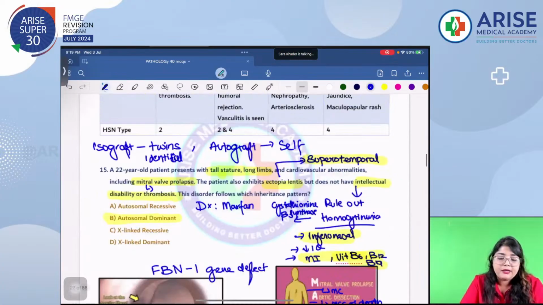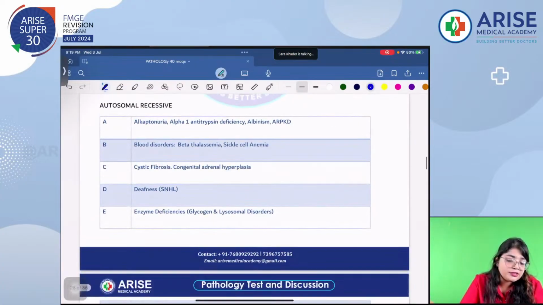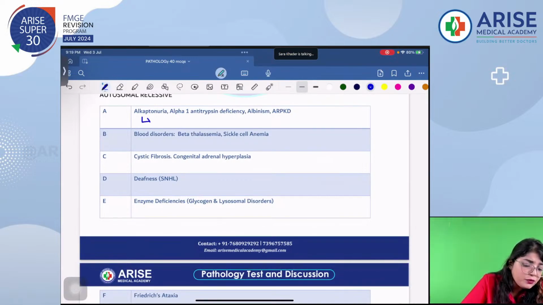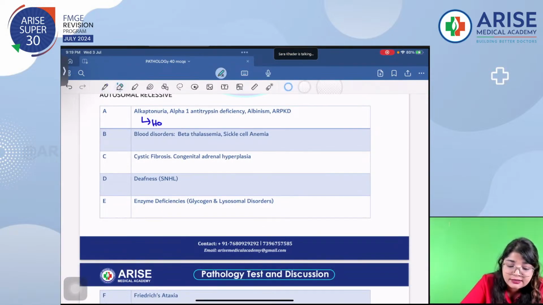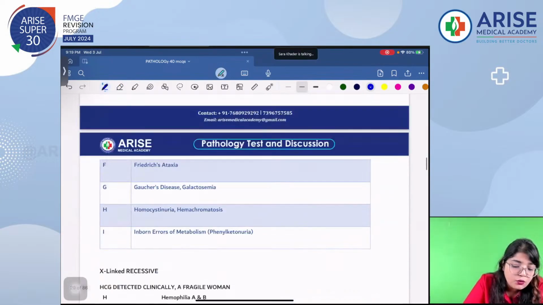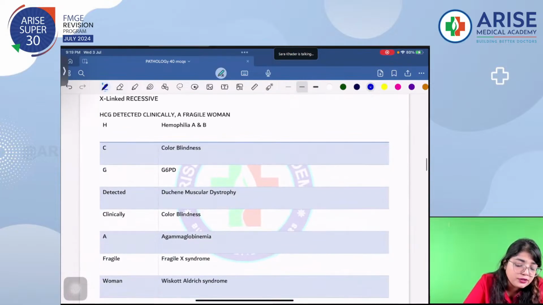What about your autosomal recessive? These are also conditions very, very important for your exam. If you remember, alkaptonuria, homogentisic acid oxidase defect, right? Alpha-1 antitrypsin deficiency, panacinar emphysema. Albinism is a previous year question. Please remember, it has been asked previously. So all these are very, very important for the exam.